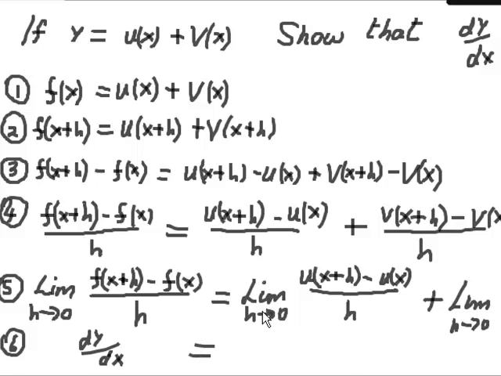This limit, by definition, is the same as the f. It's the exact same as the dy/dx definition. The only difference is instead of the f above the line, we've got u. So that must be, instead of dy/dx, it must be du/dx. And the same with the v, that's dv/dx. And there is the proof of the addition rule.